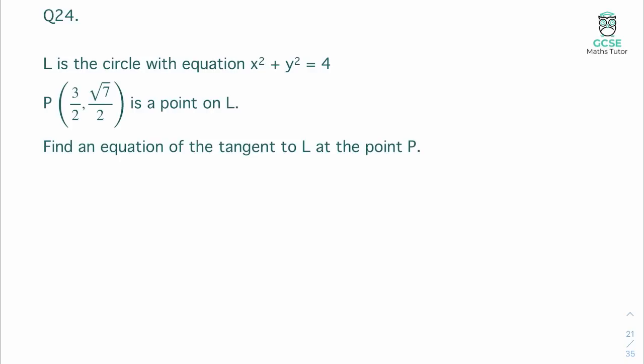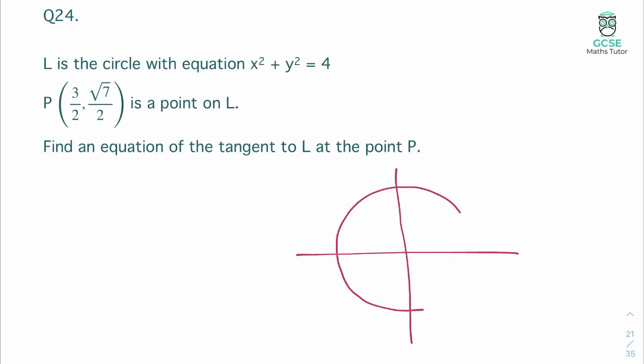Well, straight away, whenever we have a tangent to a circle question, I always draw a sketch of a circle so I can visualize it, and that wasn't too bad of a circle there. And I'm going to think where that coordinate goes. So that is in the positive quadrant just there. So my tangent is going to go down there. So that point is point P, and that is the coordinate 3 over 2 and root 7 over 2.